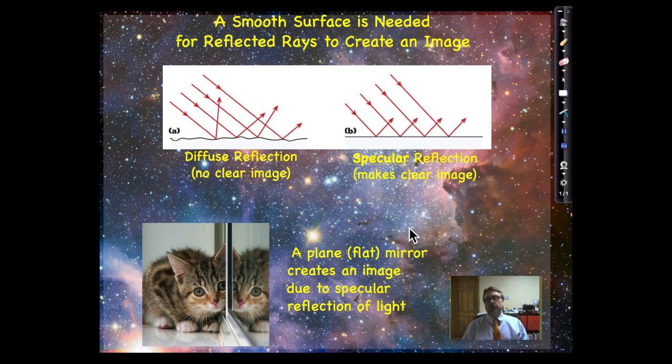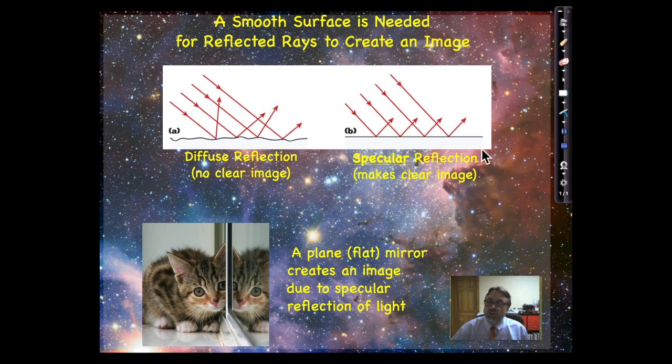A smooth surface is needed for reflected rays to create a clear image. Here you have a picture of two surfaces. On the left here, picture A, the surface is a little bit rough. So the incoming light, as it comes in, is going to reflect in different angles. This is going to produce a diffuse reflection. You're not going to see a clear image. There might be a hazy image, but it's not going to be clear.